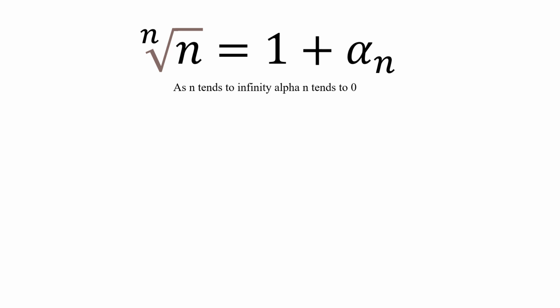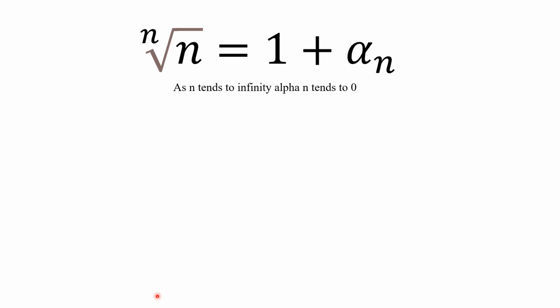The key move in this proof is a clever substitution. We write the nth root of n as 1 plus alpha n. Here alpha n is some quantity that we do not know yet, but notice, we are claiming that the nth root of n is always slightly bigger than 1 for n greater than 1. So alpha n is positive, greater than 0. And our goal is to show that as n tends to infinity, alpha n tends to 0, because that would mean the nth root of n tends to 1 plus 0, which is 1.